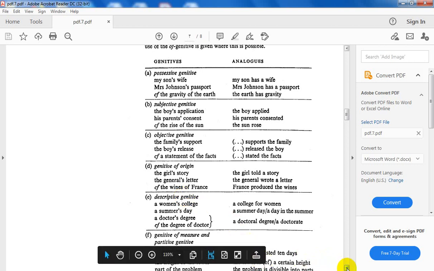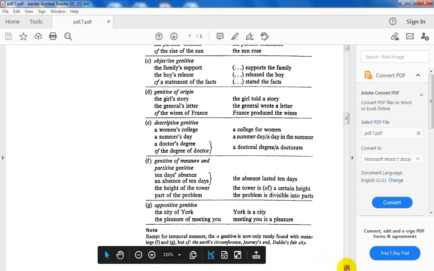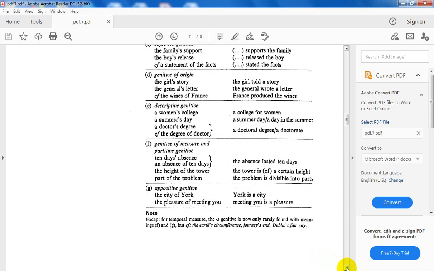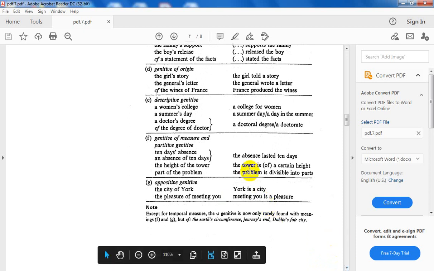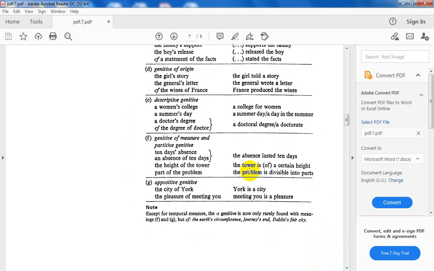Again, move to the fifth one, which is what? A descriptive genitive. Just to describe the noun with the S genitive. A women's college, a college for women. A summer's day, a summer day, a day in the summer. A doctor's degree, the degree of the doctor. Here it is both of them. A doctoral degree or a doctorate, and it is okay to have both of them.